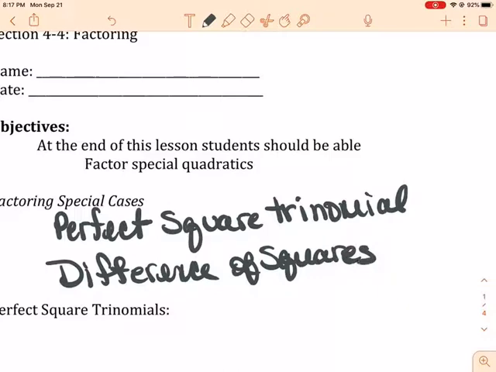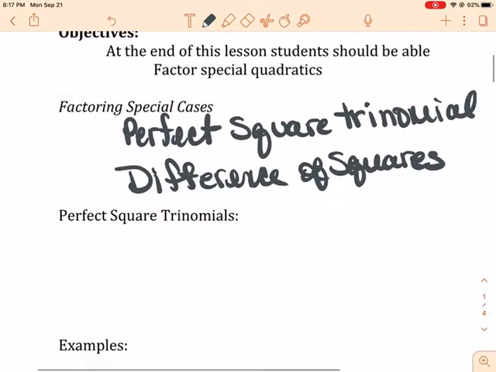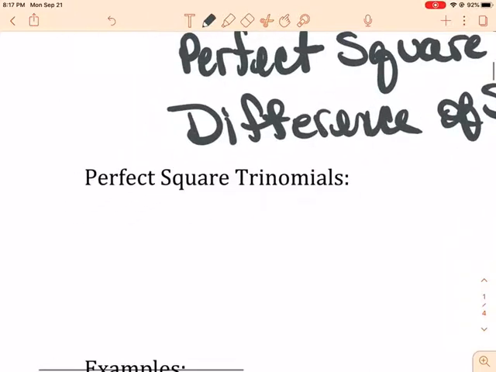Now, both of these can be factored with the methods that we talked about yesterday, but they have shortcuts that we're going to talk about so that they can make your life a little bit easier, but you can still factor them by the methods we talked about the other day. All right, let's talk about perfect square trinomials.